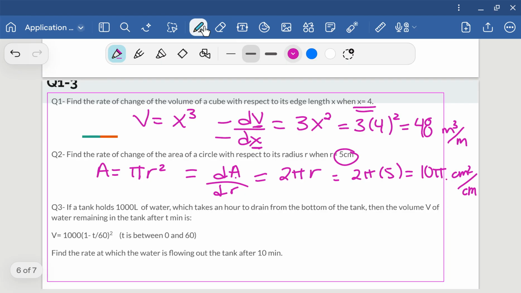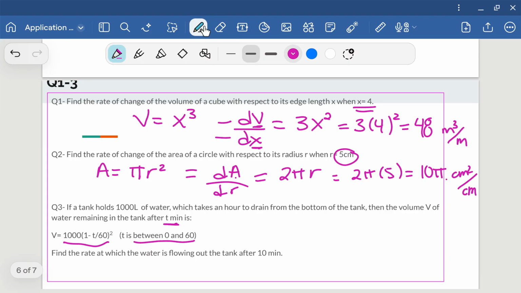And then this last one here looks a bit more tricky because it's a more complicated formula. But it tells you some information about a water tank, which takes an hour to drain from the bottom of the tank, then the volume of water remaining in the tank after t minutes. So if our t value is in minutes, and it's telling us that it takes an hour, that means t has to be between 0 and 60. So it's just adding a restriction, but even if we miss that, it wouldn't affect the problem.